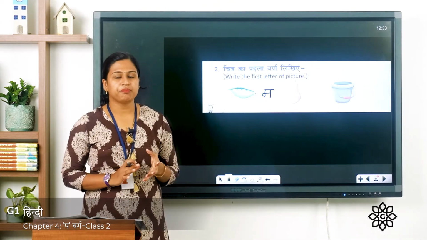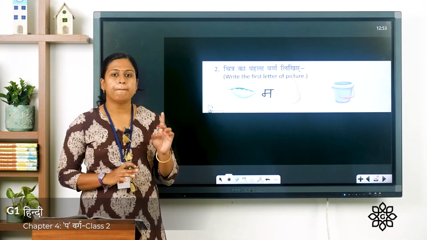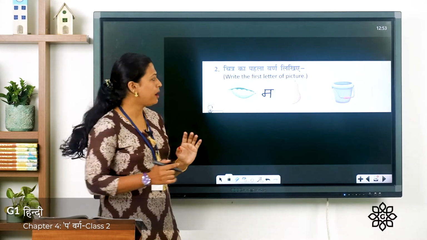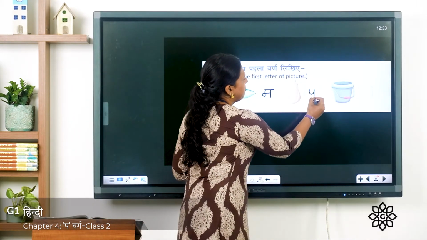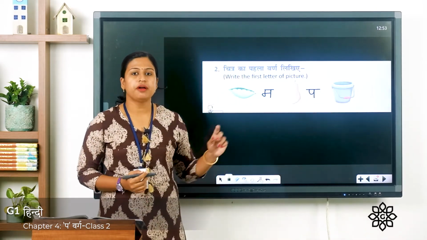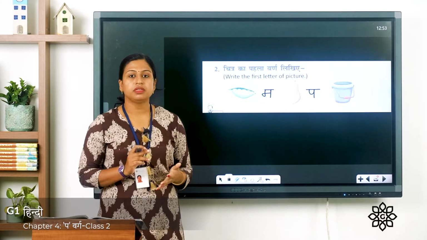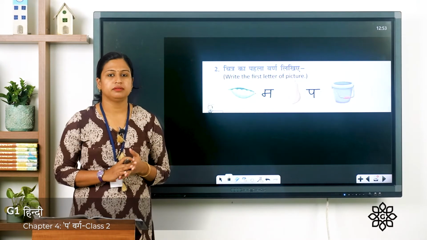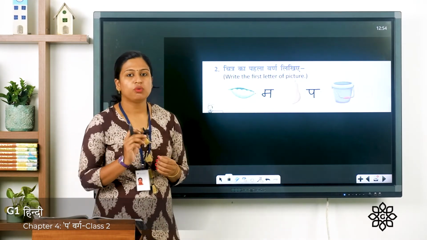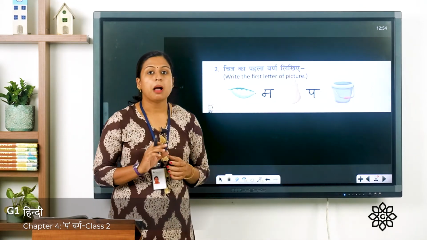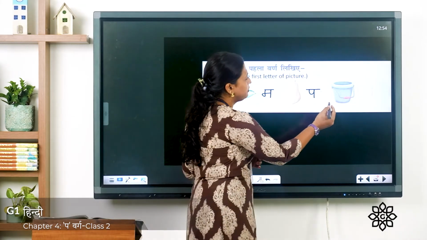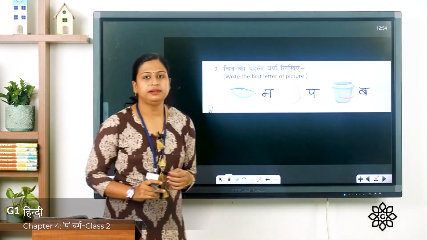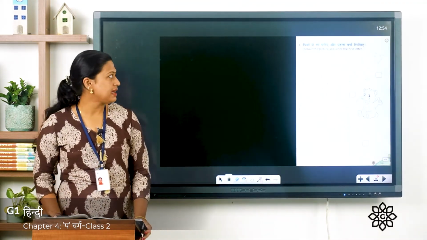Second picture is of papaya. In Hindi we say papita. Pa pita. So the first letter sounds pa. Pa pita. Pa. And this is the way to write pa. Papita. So you have to write the letters in the given box. Now third picture is of a bucket. Hindi we say balti. Balti. So can you write which vyanjan letter has to be written here? Balti. Ba. So you have to write ba here.